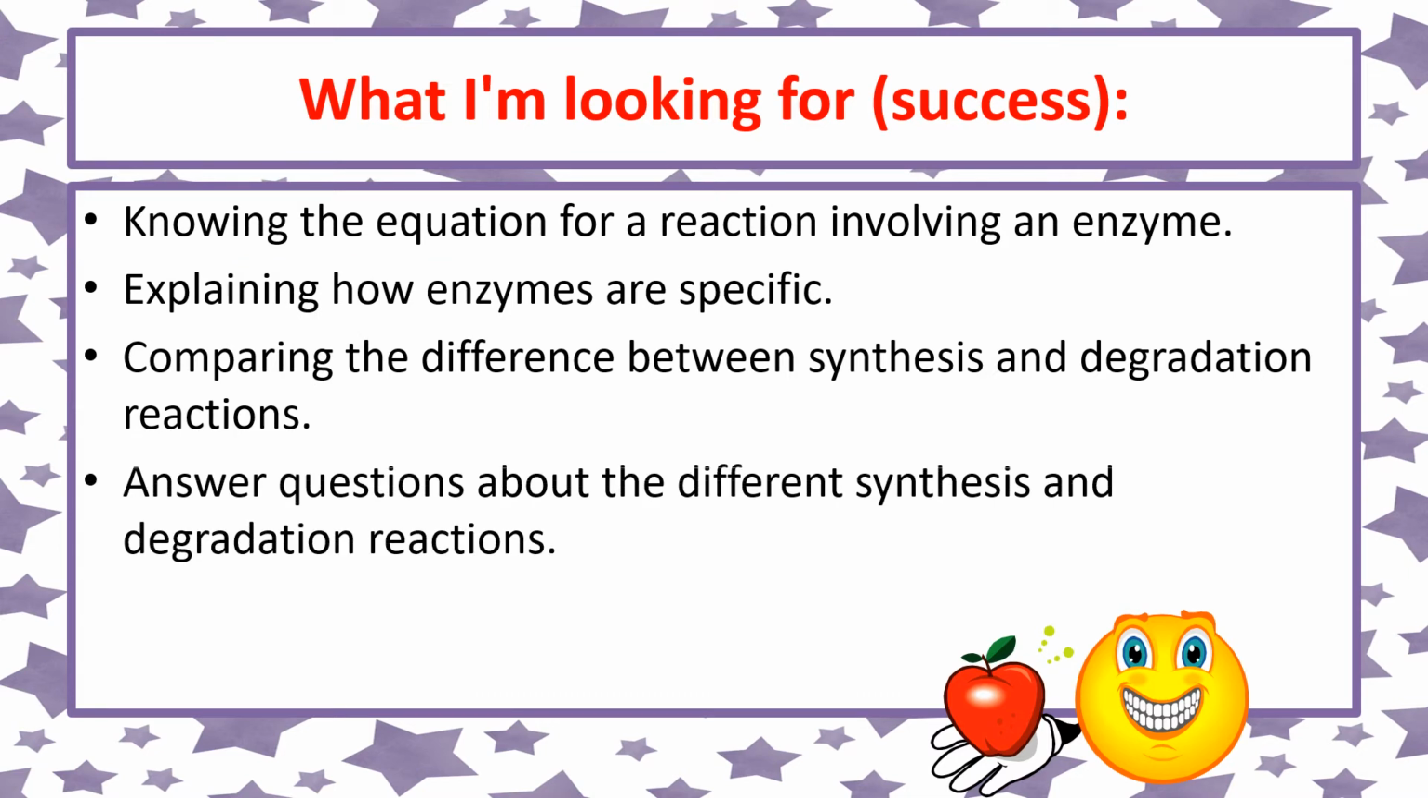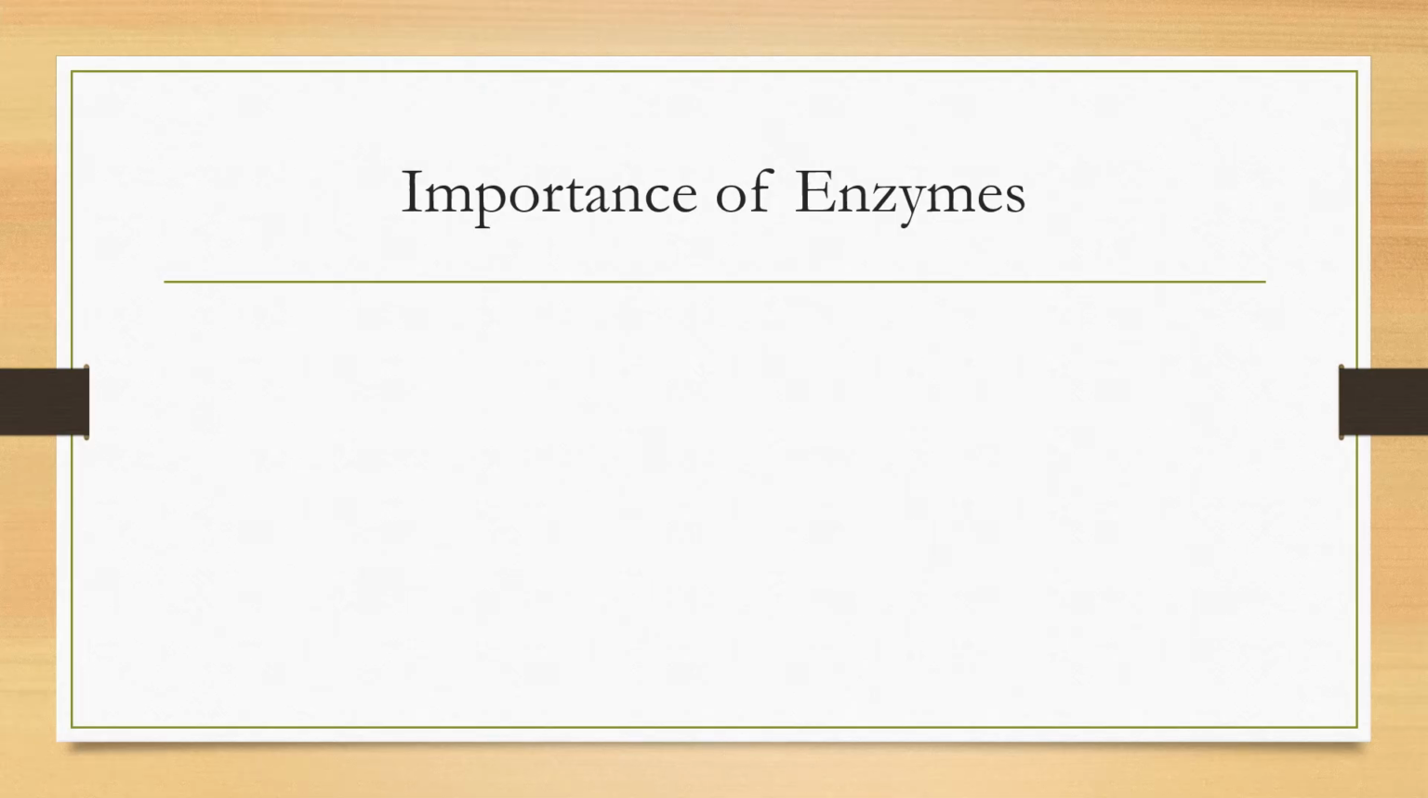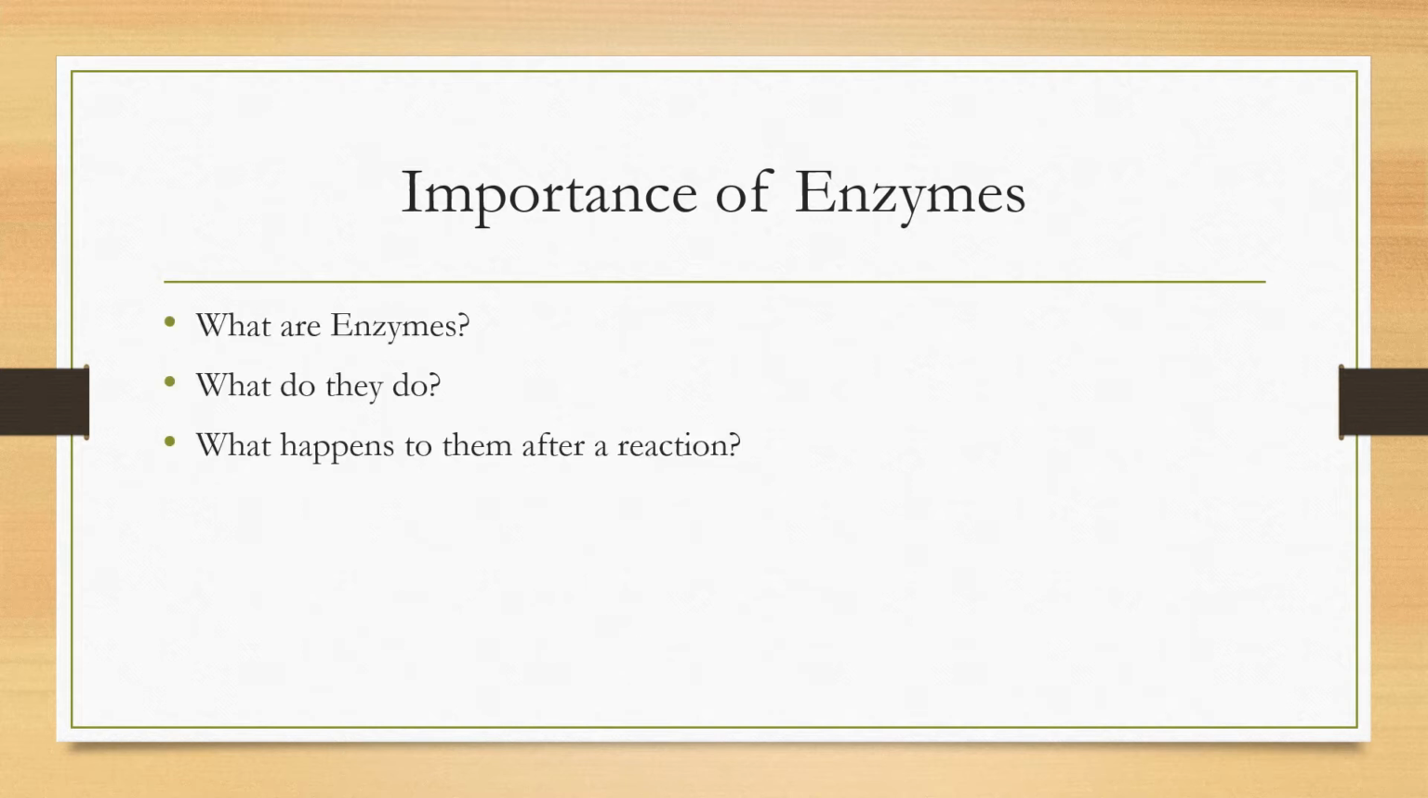So to be successful, you need to be able to know and write down the equation for a reaction involving an enzyme. You need to explain how enzymes are specific, and you need to compare the difference between synthesis and degradation reactions. And you need to be able to answer questions about the different synthesis and degradation reactions that you get. So enzymes are extremely important. Without them, we would not be alive. So what we need to know is, what are enzymes, what do they do, and what happens to them after a reaction.